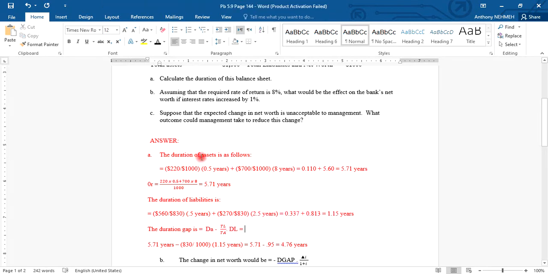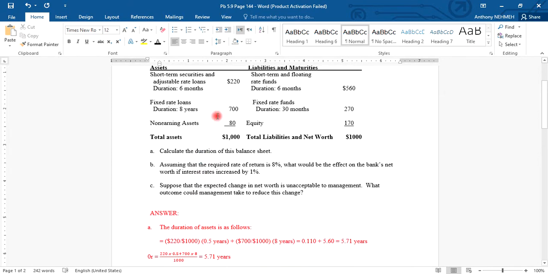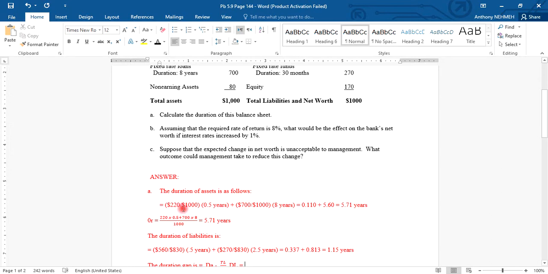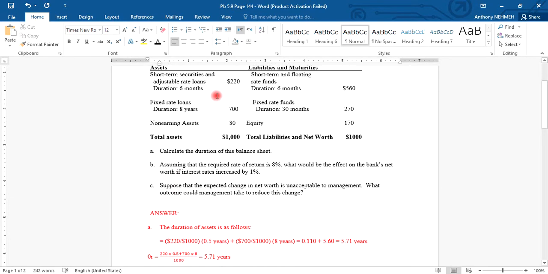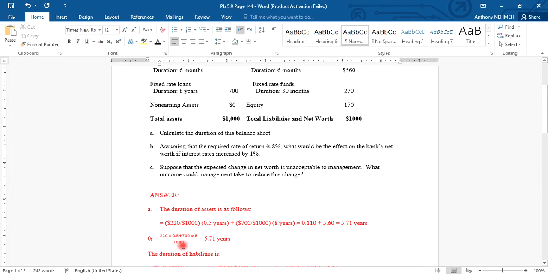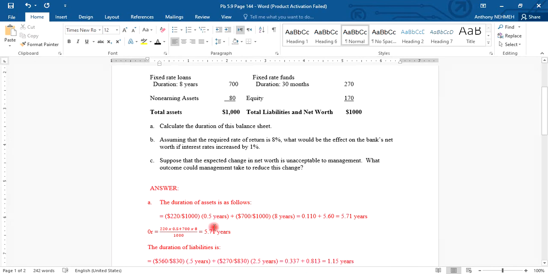The first part, I have to calculate the duration of assets. Duration of assets is 220 over total assets 1000 times the duration 0.5, since 6 months is 6 over 12, which is 0.5 years, plus 700 over total 1000 times 8, and I will get 5.71. Or I have another method to write the equation: 220 times duration 0.5 plus 700 times duration 8, divided by 1000 total assets, and I will get 5.71 years.